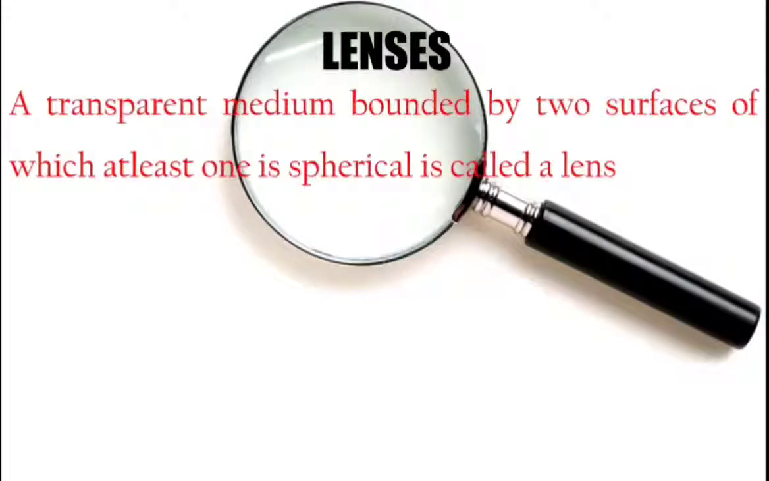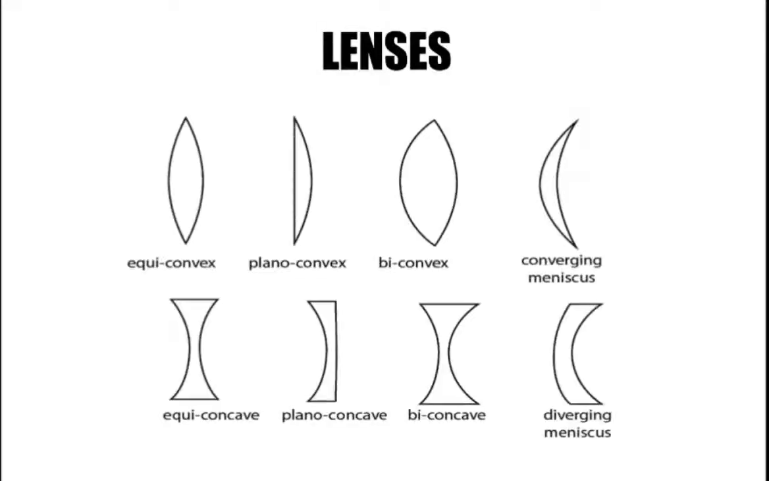Now if I talk about the definition of the lenses, so lenses are the transparent medium bounded by two surfaces of which at least one is spherical. So there are various shapes of the lens, and in each shape you can see that one of the surface is spherical. If I talk about this shape, this is the equiconvex or simple convex lens.